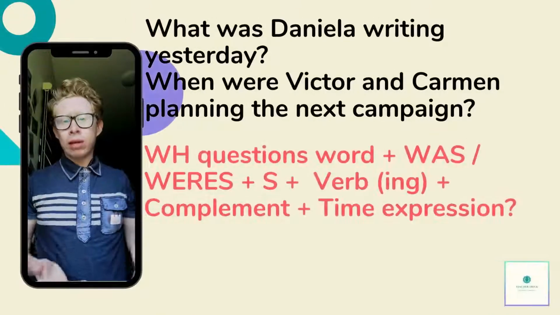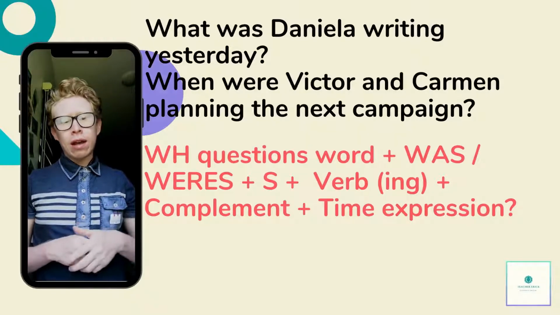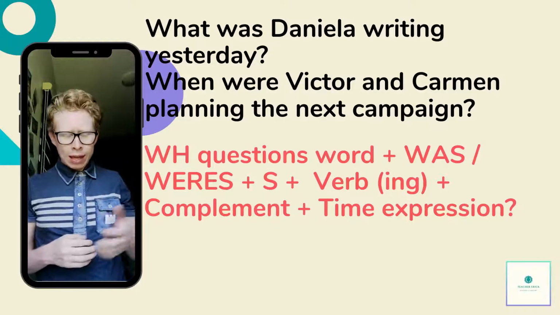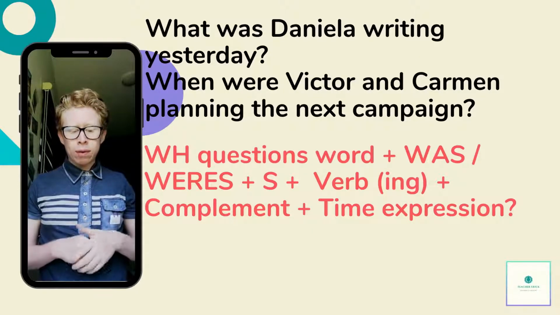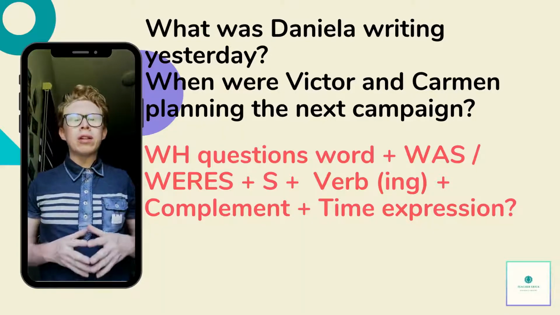Information questions in the past continuous. Well, let's read examples. It says, what was Daniela writing yesterday? And when were Victor and Carmen planning the next campaign? What do we notice here?